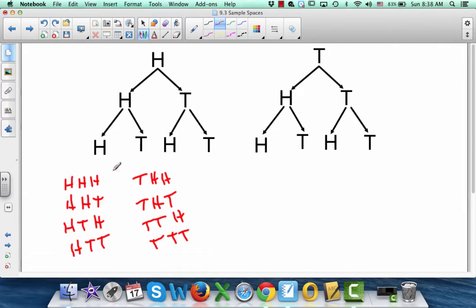So in the sample space there are 1, 2, 3, 4, 5, 6, 7, 8 possible outcomes. And if you look up here, on the very bottom you count 1, 2, 3, 4, 5, 6, 7, 8. So that's another way to double check to see if you've got the right amount of outcomes.